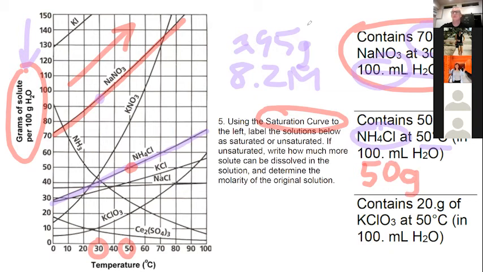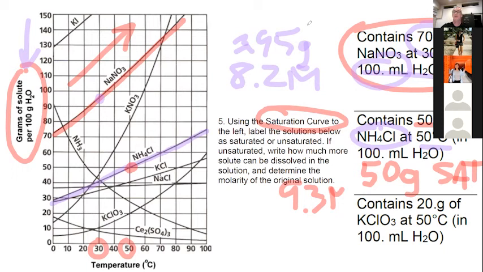So do we have a saturated or an unsaturated solution? I believe it's saturated, right? It's right at the level. Any more than 50, and it's just going to start crashing out of solution. So it means we can't dissolve any more. That is saturated. And then you just figure out the concentration, and I think I got 9.3 molar for that one.